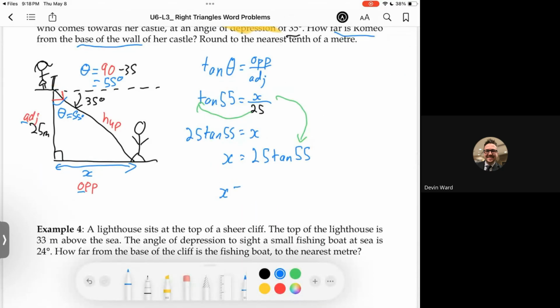Okay, so we plug 25 times tan 55 into our calculator, and you'll get 35.7037, and so on. I just need to go to one decimal place here, so it'll be 35.7 meters. It's about 90 feet, or actually close to 100 feet. Romeo's pretty far away. So therefore, Romeo is 35.7 meters away.